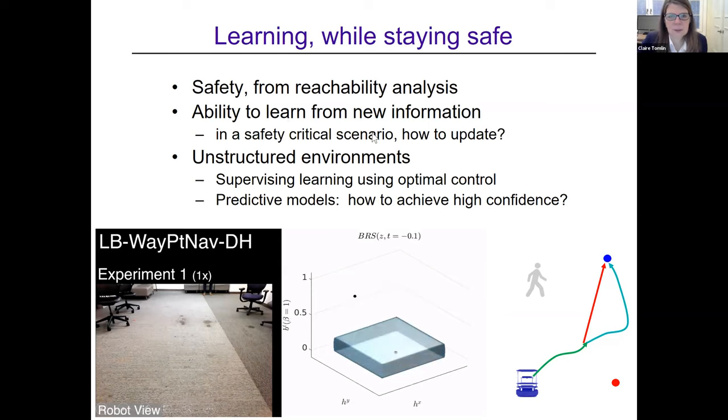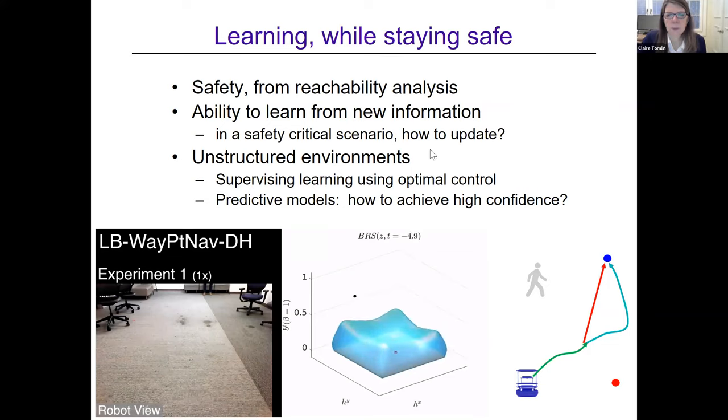And here, I think this is a challenging scenario in the community: how we answer these questions of how to update the safety reachable set using new information. How do we do that? What kinds of guarantees can we make when we're updating something like that in real time? And how do we apply that in unstructured environments, for example, supervising learning using optimal control? And then how do we incorporate models of what's going on in the environment, like the Boltzmann models we used for human motion? How do we achieve high confidence in those models?